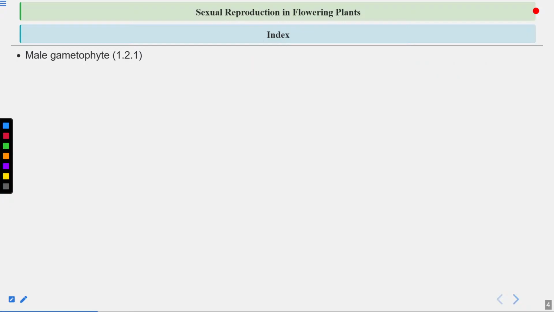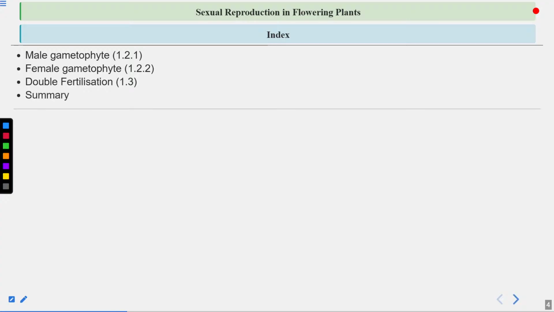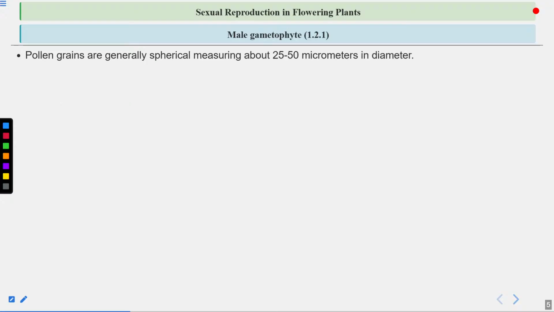So this is the index. We will study about the male gametophyte. Though we have already studied the male gametophyte, for double fertilization we will see it again, as well as the female gametophyte. And then we will discuss the double fertilization. We will also summarize today's lecture at the end. So, without wasting any time, let us see the male gametophyte.